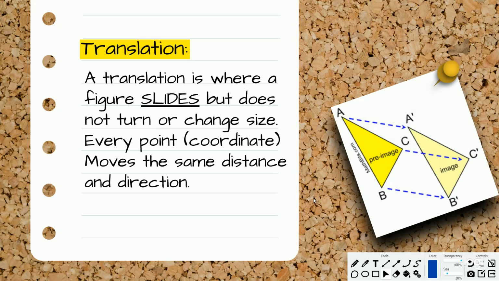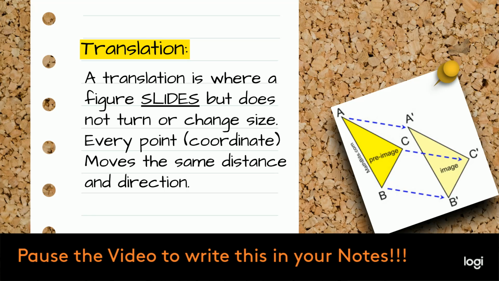So here's an example where A is moving the same distance that C is moving and the same distance that B is moving. And if you notice that they are using these little ones next to the new image, and that is called prime. So this is A, and this is A prime, and the A prime is for the new image. So please pause the video here and write this in your notes.